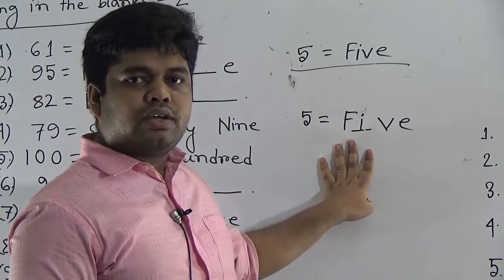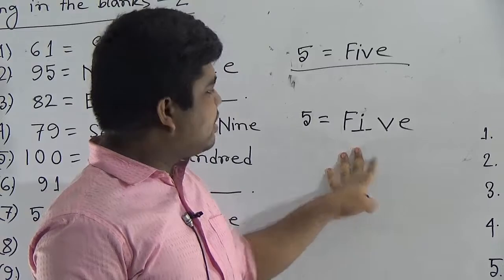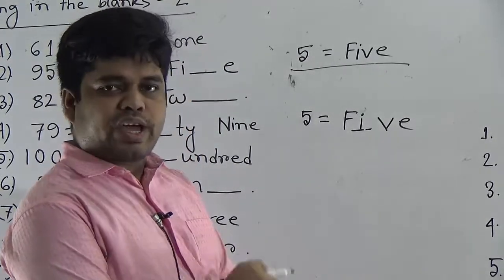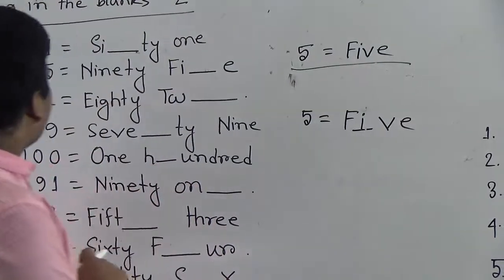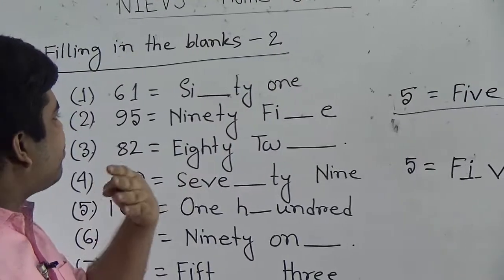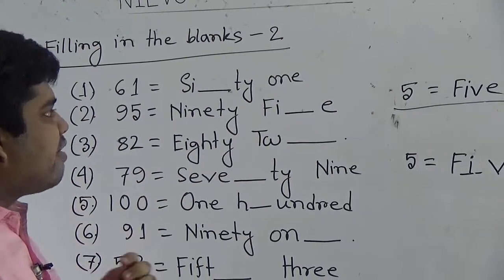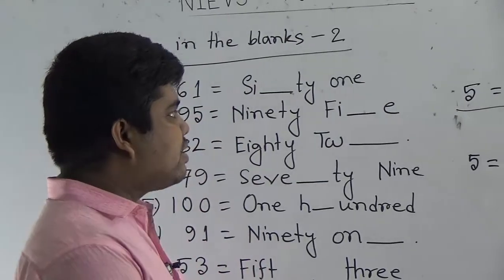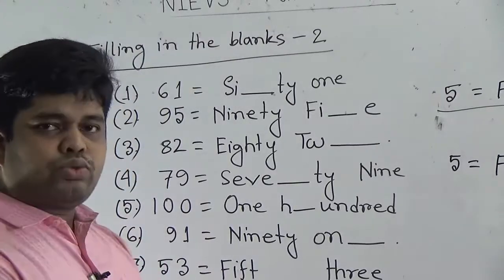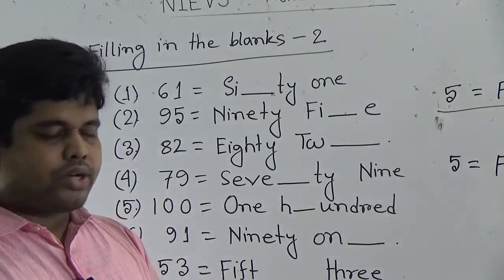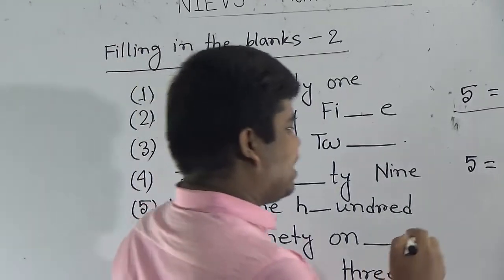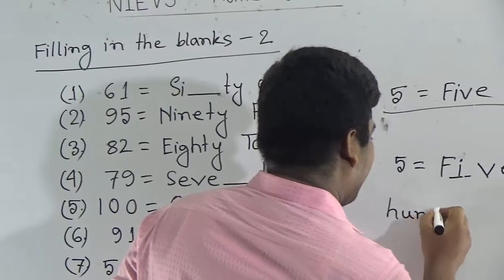So this is called filling in the blanks. My dear students, you should bear in mind that if you want to do well in filling in the blanks, then you must know the words. That means you know the spelling of every number from 1 to 100. Do you know what the spelling of 100 is? The spelling of 100 is HUNDRED.